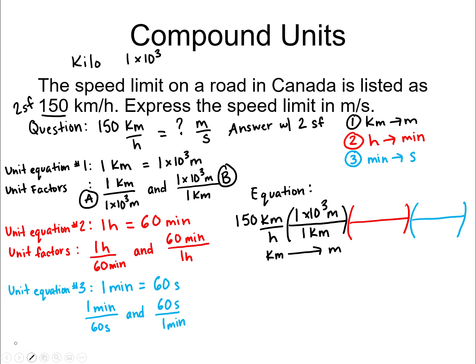What about the next unit factor? We're going from hours to minutes. A or B? We're going to use A because hours are currently in the denominator. We need hours in the numerator of our unit factor to cancel it out.